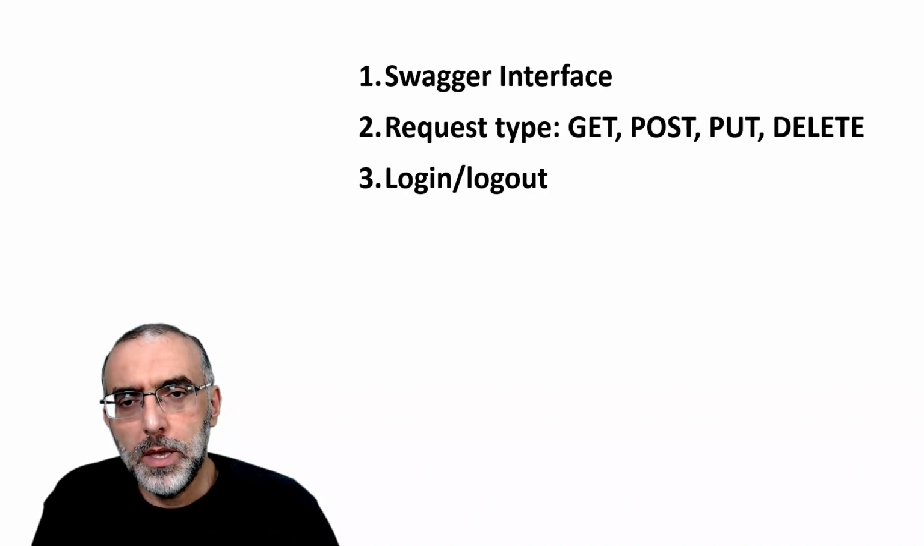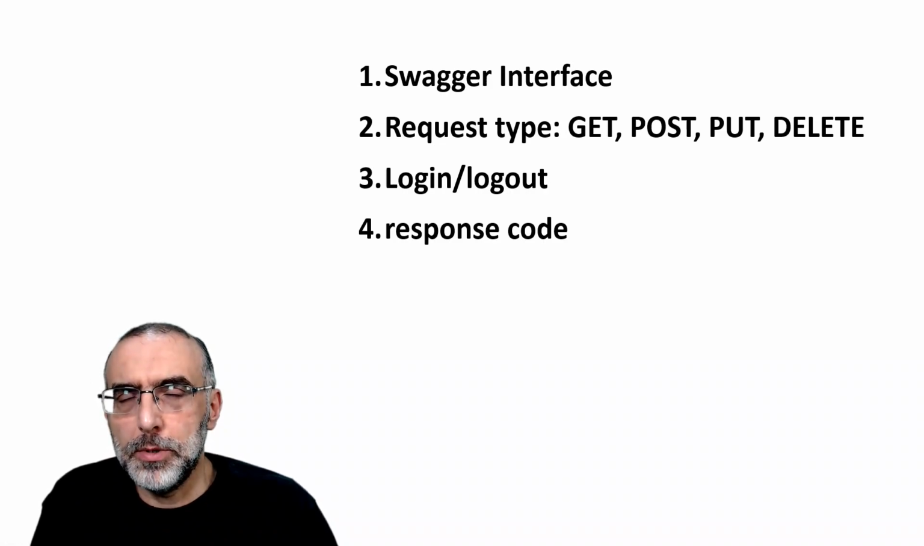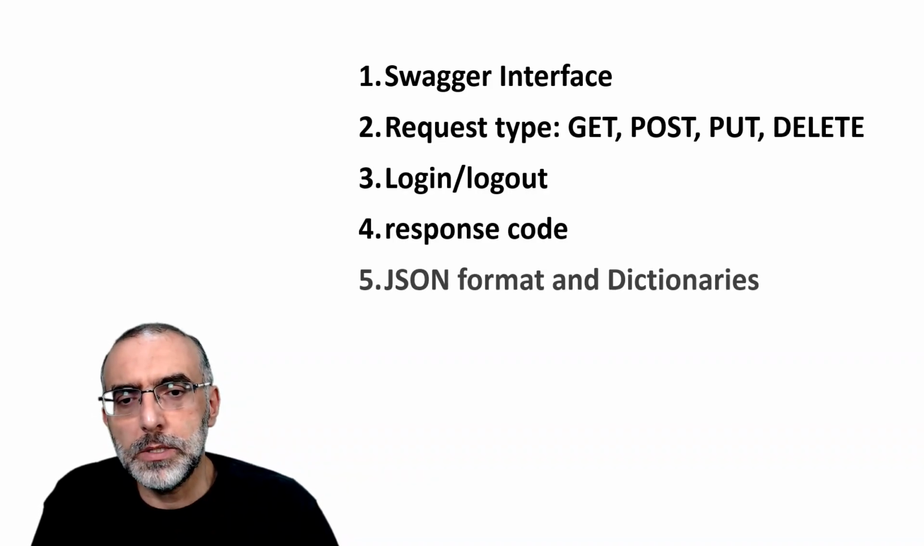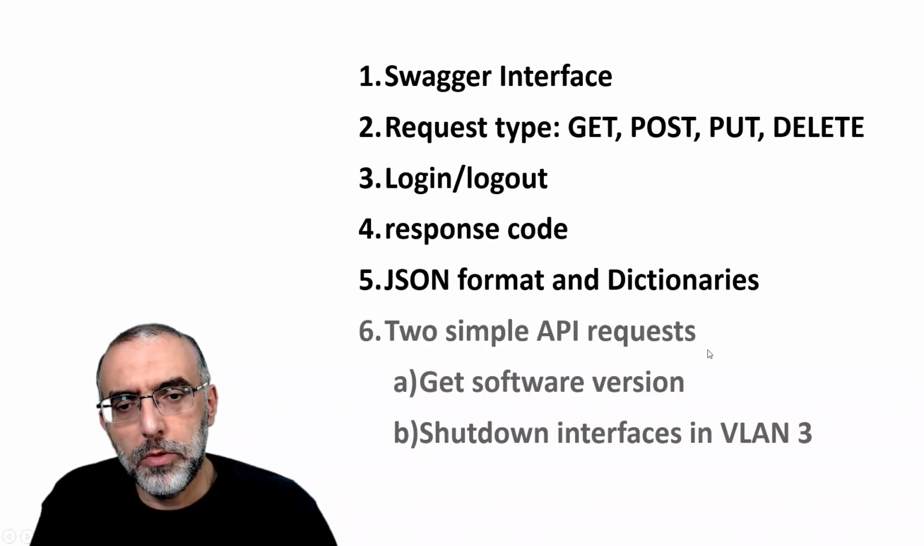We discussed the concept of login, logout, and how we can use it in the session format to create cookies and use them in the subsequent requests. These cookies will be released once we log out from that API session. We discussed response codes, and this should be 200 for a successful API request. We discussed JSON format and the concept of key value pairs, which is called a dictionary in Python.